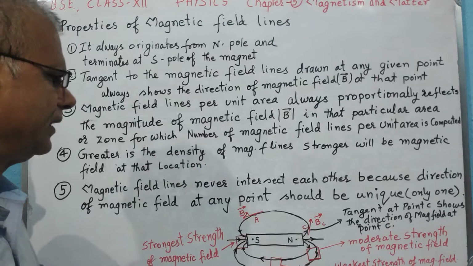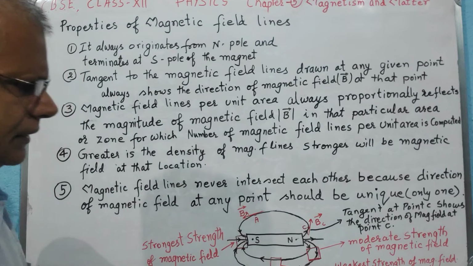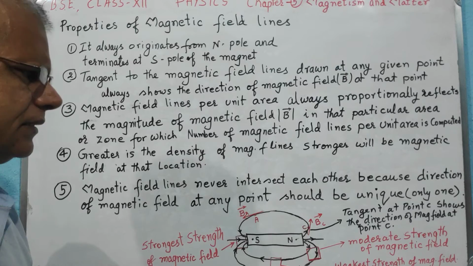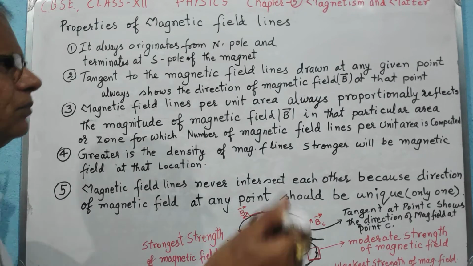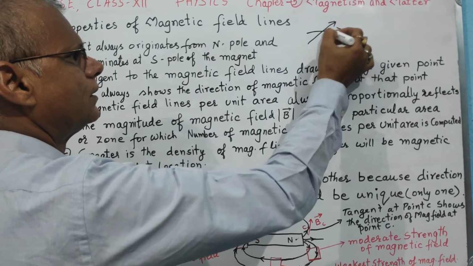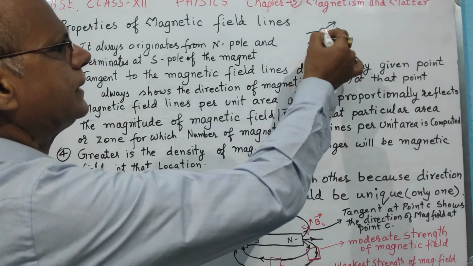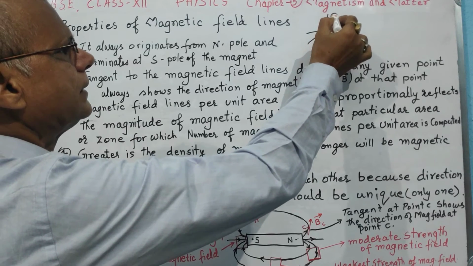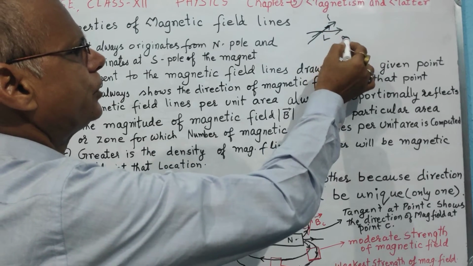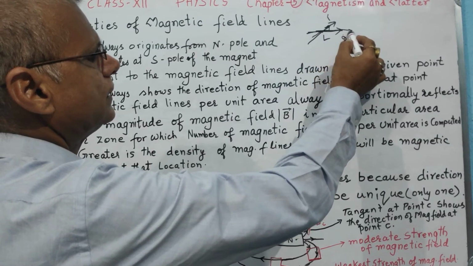So the fifth point is magnetic field lines never intersect each other. Here you see clearly no magnetic field lines are intersecting each other, and there is a very clear-cut reason behind it. Say for example, we assume that two magnetic field lines are intersecting at some point L. Now, when you draw a tangent on the first magnetic field line, the tangent will be along this direction. And if you draw the tangent on the second magnetic field line, the tangent will be along this direction.